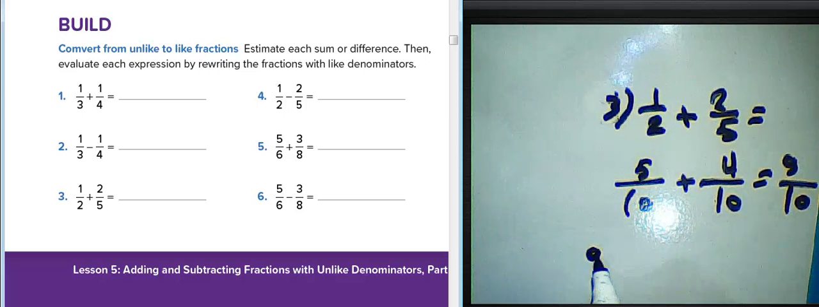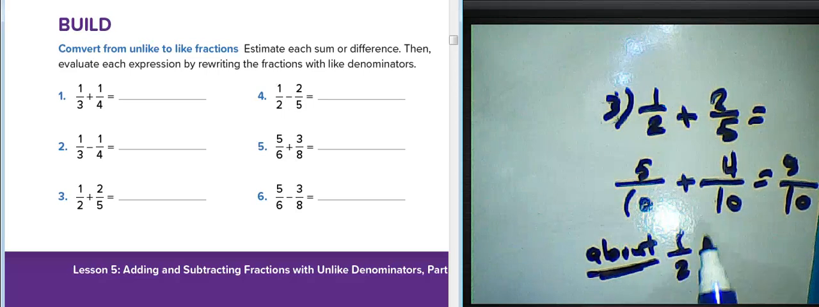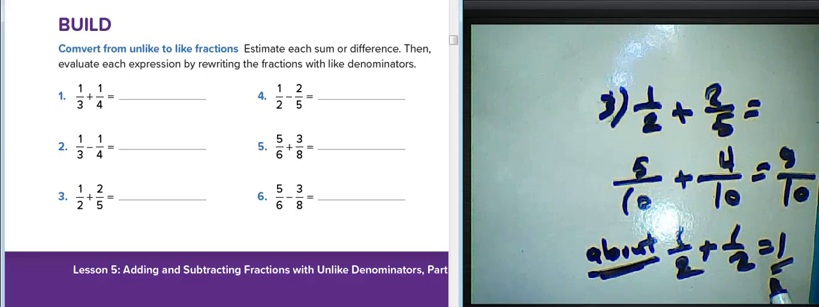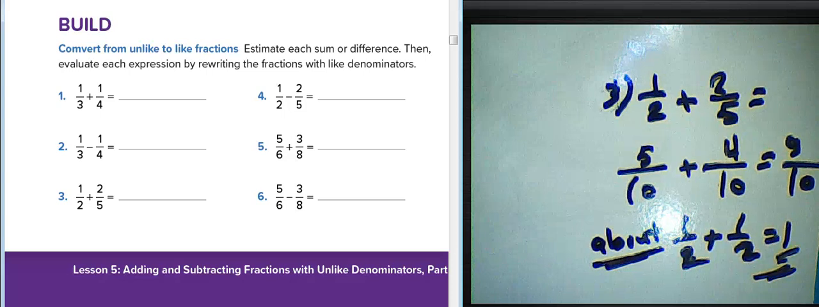And what about the estimation? Write half for 1 over 2, and 2 over 5 is nearest to half. Half plus half equals 1. So it's nearest to the actual number. The estimation is 1, so it's a reasonable number.